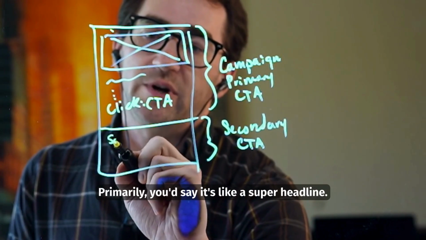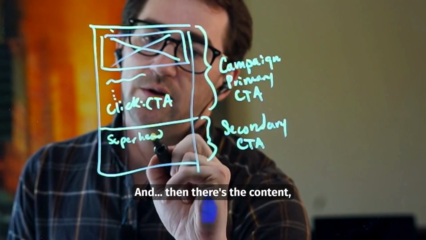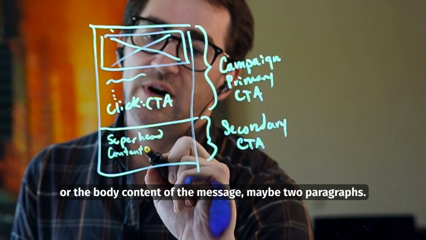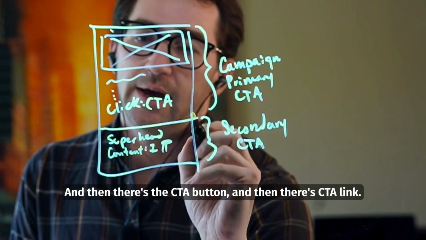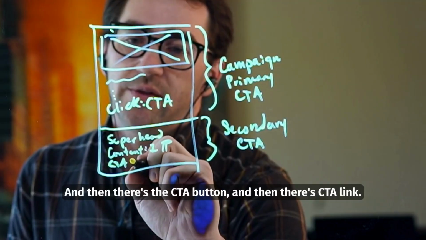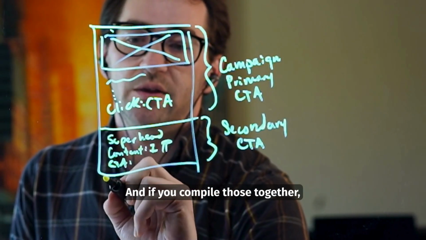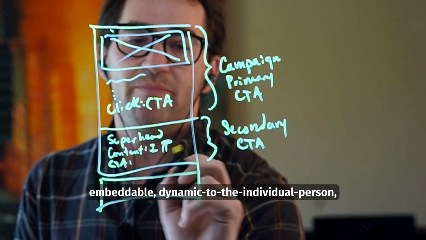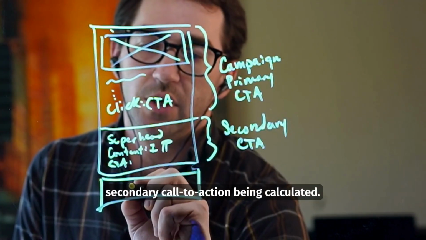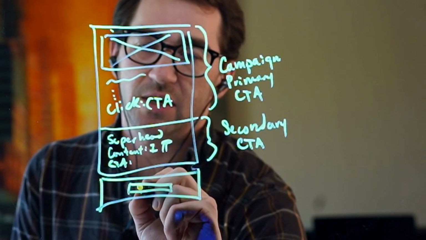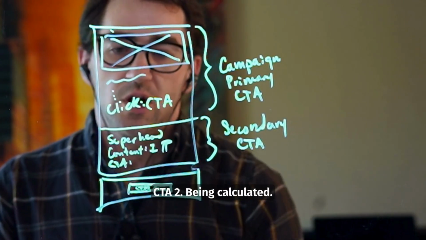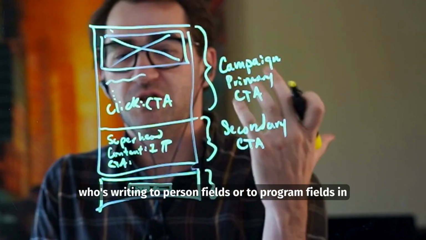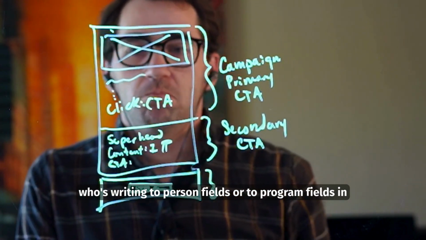Primarily, you'd have a super headline, and then the body content of the message, maybe 2 paragraphs, we'll say 1 paragraph. And then there's the CTA button, and then the CTA link. If you compile those together, you can get a fully embeddable secondary call to action, dynamic to the individual person, CTA2, being calculated via the large language model, via an agent on the outside who's writing to person fields or to program fields in order to have this.